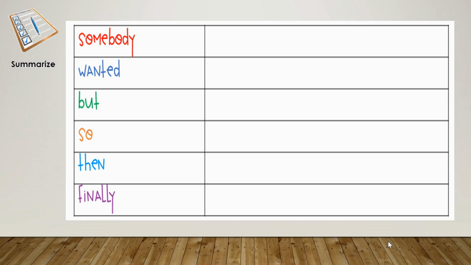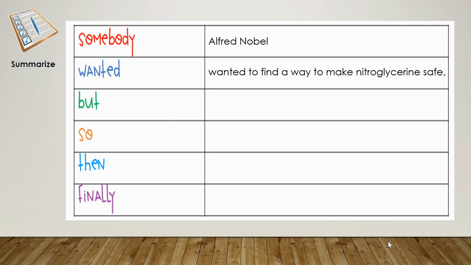Who is the somebody in our story? You're right. Alfred Nobel is who the story was about. What did Alfred Nobel want? Alfred Nobel wanted to find a way to make nitroglycerin safe. But what was the problem? Yeah, his invention ended up being dynamite, and we know that dynamite isn't always used to solve problems. So, what happened next?